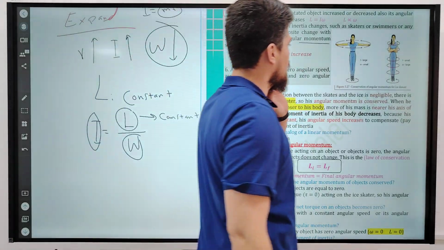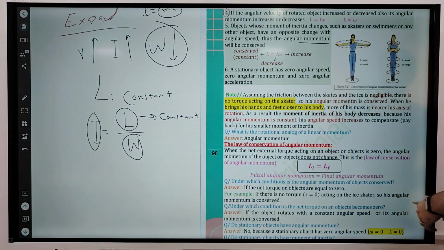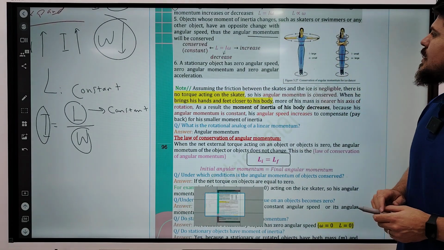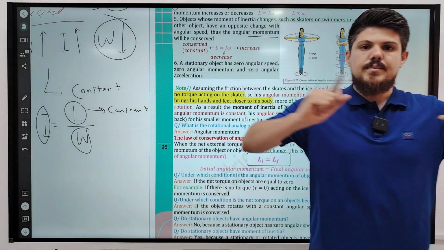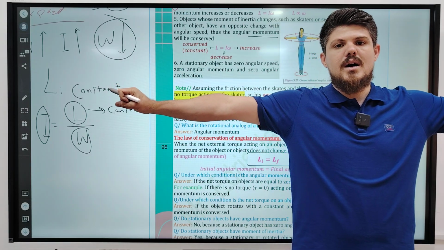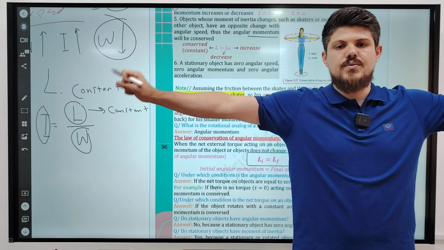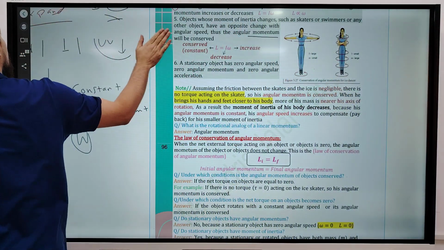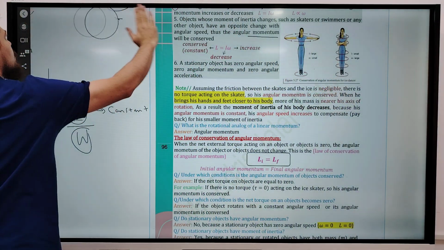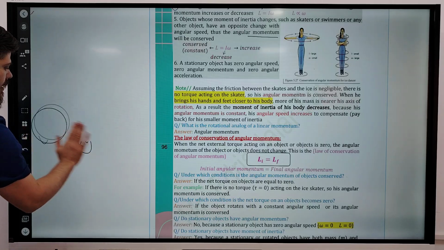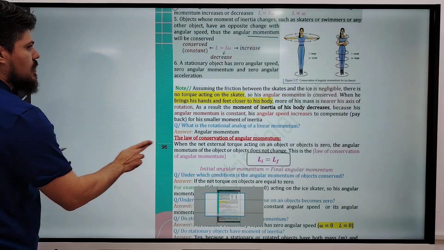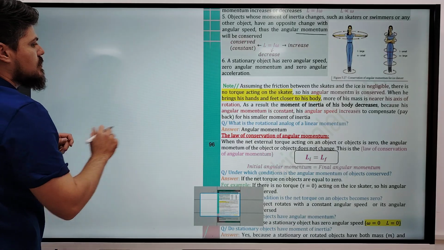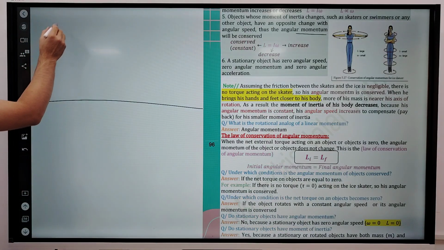As you can see in this ice skater, okay, look at this. Here, this student, in the case when she extends her arms and feet away from the axis of rotation, what happened to the radius? The radius increases. Okay. In the case of extending her hands and her feet away.